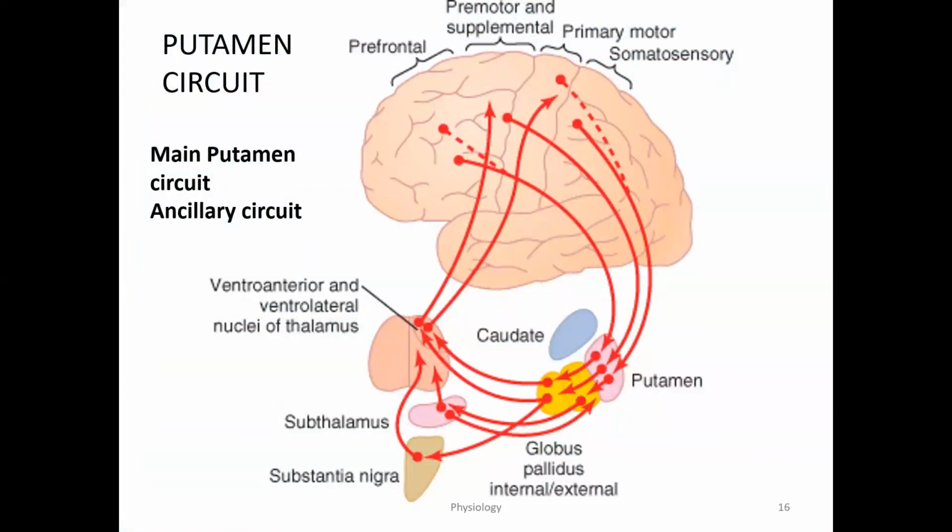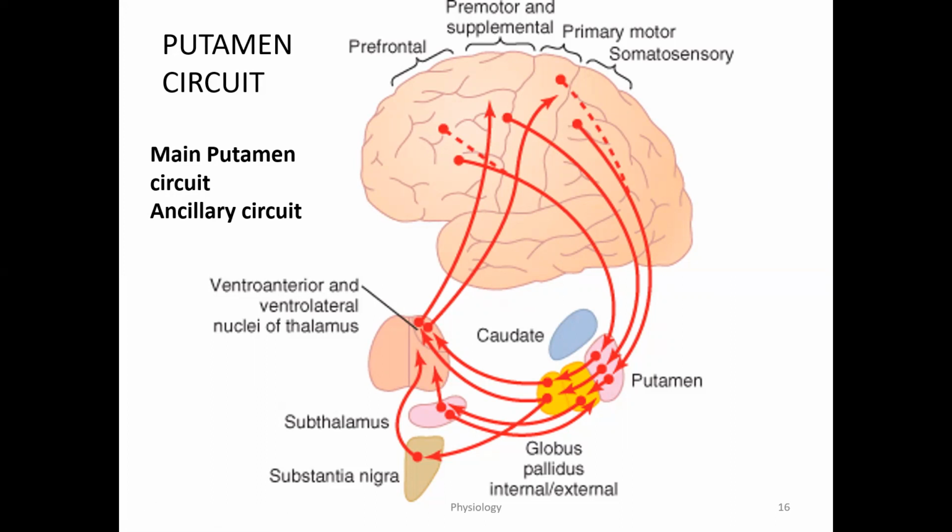What are the different circuits? There are 2 circuits present in the basal ganglia, the putamen circuit and the caudate circuit. There are 2 types of putamen circuit: one is called the main putamen circuit, and the second is called the ancillary putamen circuit. Ancillary means support to the main putamen circuit. Okay, so what is the origin of this putamen circuit? It is mainly the prefrontal area, primary motor area, supplementary motor area, and the somatosensory area. These are the main 3 inputs for the putamen circuit.